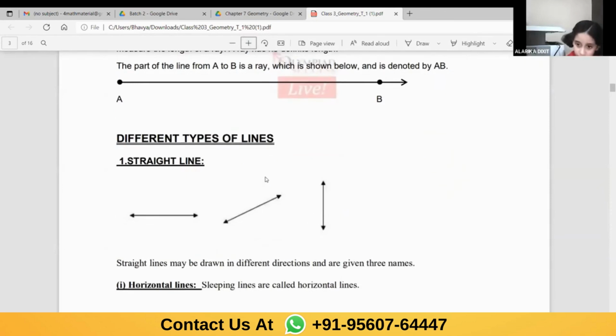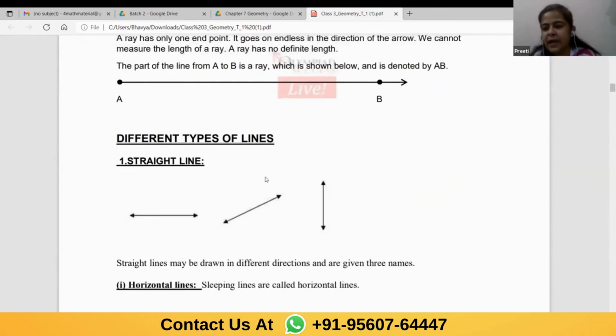Okay. Now there are three types of lines. No, there are two types of lines. I mean curved lines and straight lines. Straight lines is one of the subheading of lines and curved lines is another subheading. Now, straight lines are of three kinds. It could be horizontal, it could be vertical, it could be slanting line.